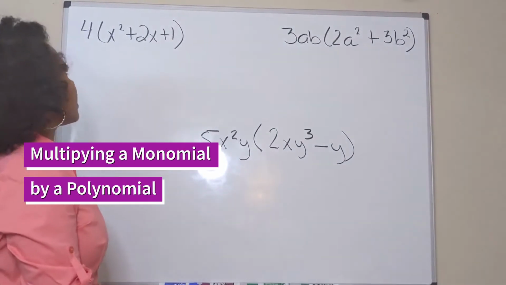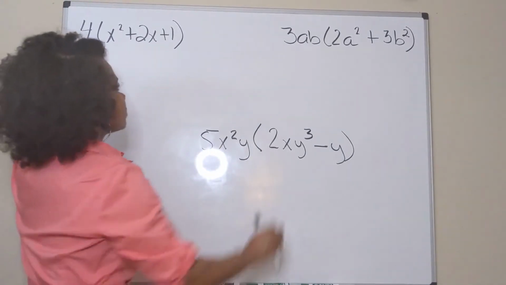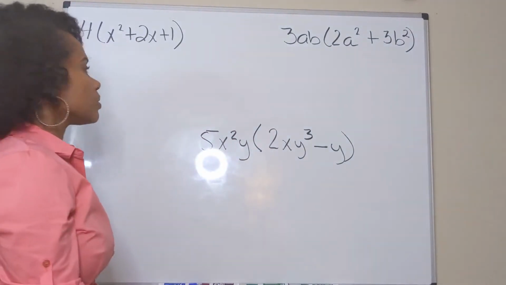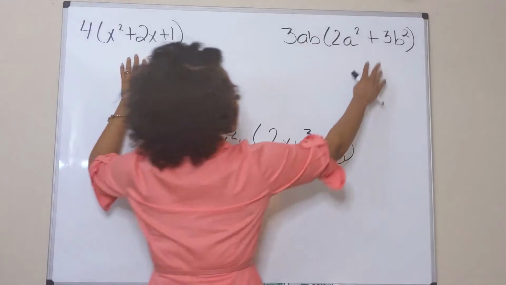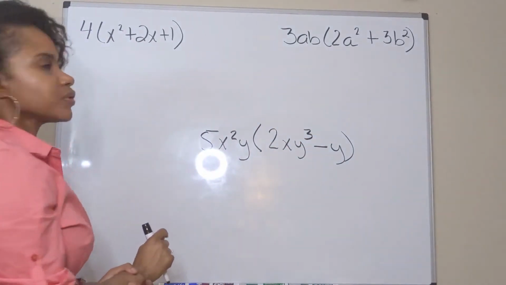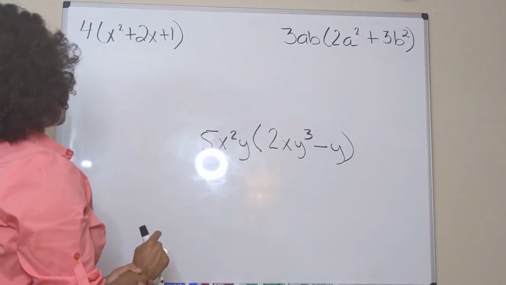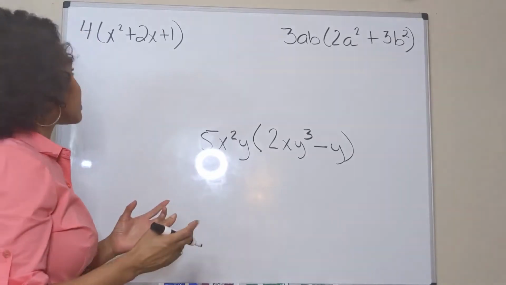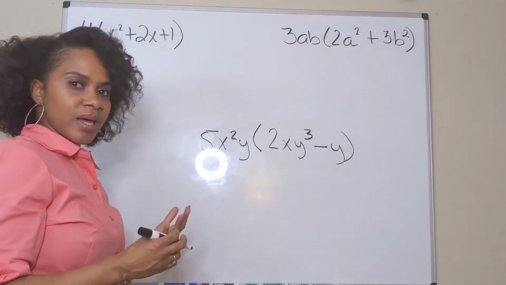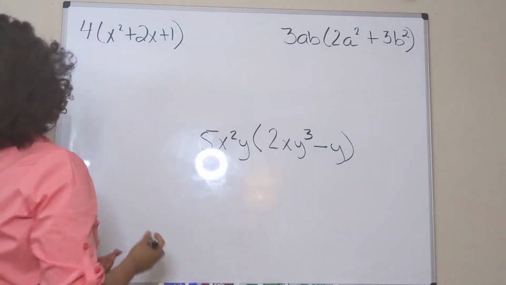Right, so now we're looking at multiplying a monomial, which is one term, times a polynomial, which is located on the inside of these parentheses. What we want to do is the distributive property: we multiply our coefficients, which are our numbers, and then we add our exponents with the same base. And while we're doing that, we're doing the distributive property at the same time.